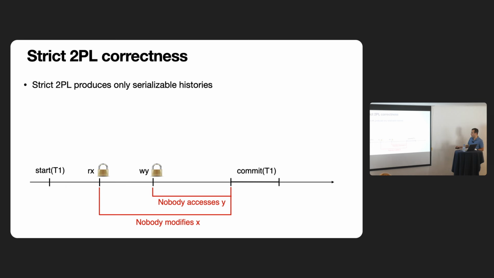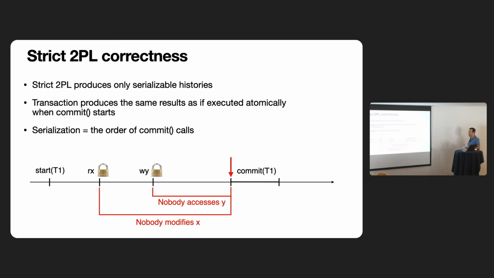And this means that if I read this object X here or here or at the end of the transaction, I'm going to get the same value. So all my reads that I have been doing during the lifetime of the transaction will give me the same values as if I did them when I started to commit the transaction. And same for writes. Nobody accesses Y, so nobody can see my write until I'm done, so until I reach the end of the transaction. So it's as if this write happened at this point. And so as a consequence, the transaction produces the same results as if you executed it atomically at the time when the commit starts at this point.